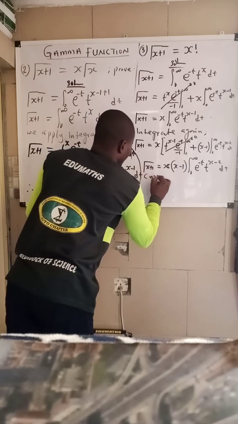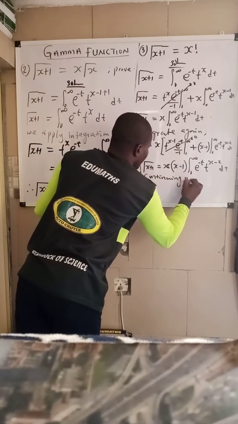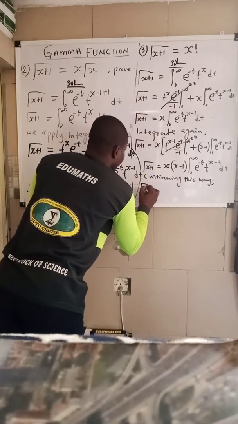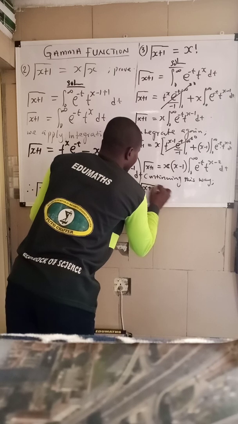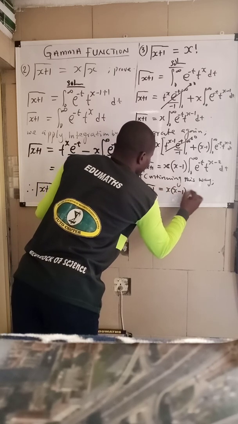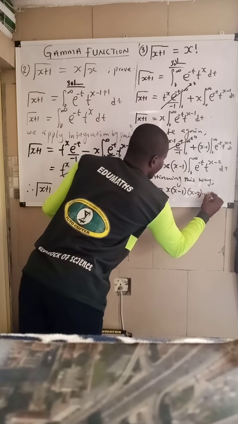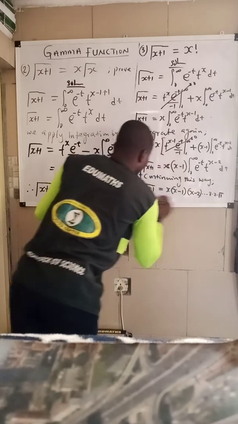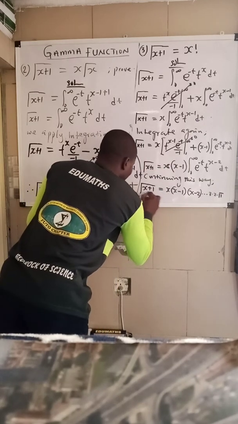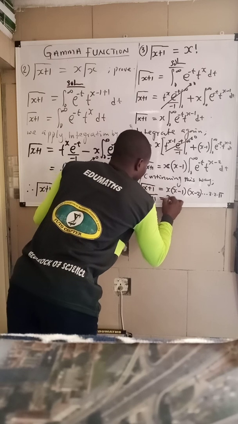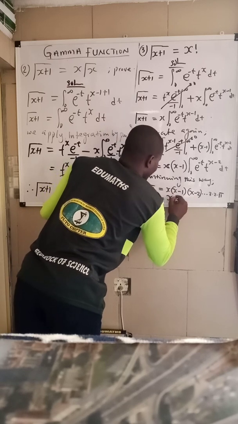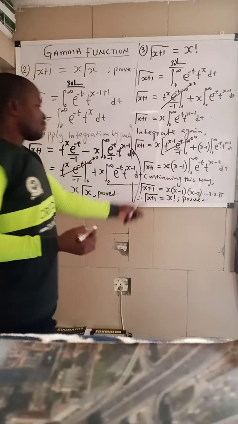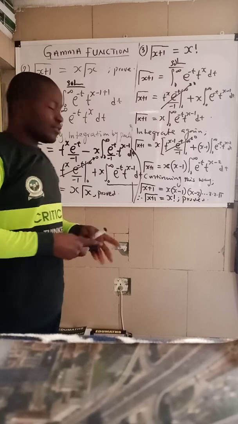So continuing this way, that is, if we integrate this again and again, we will have gamma of x plus 1 is equal to x times x minus 1 times x minus 2, and so on down to 3 times 2 times 1 times gamma 1. So therefore gamma of x plus 1 is equal to a number that moves like this, which is called a factorial. So we have proved that gamma of x plus 1 is equal to x factorial.